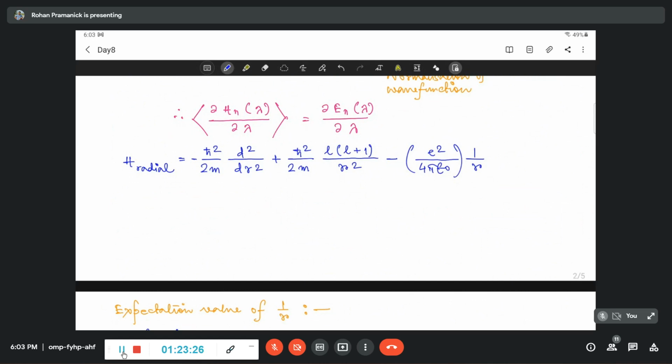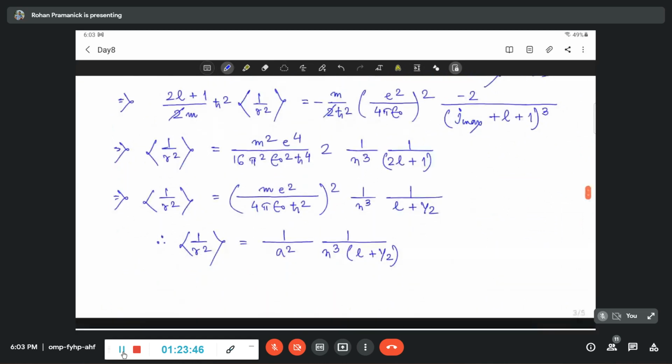So that involves 1 by R square d/dR of R square d/dR and all those kind of things you have previously seen. So should I do this, or should I just write the value and interpret some of the results within 15-20 minutes? So what do you want to do? Write the value directly. Right, so write the value directly, don't calculate.